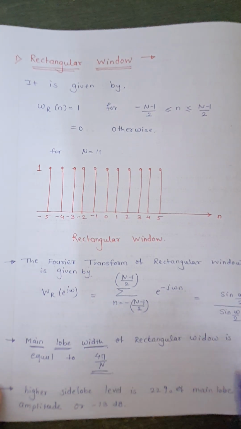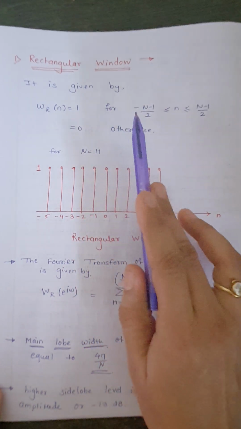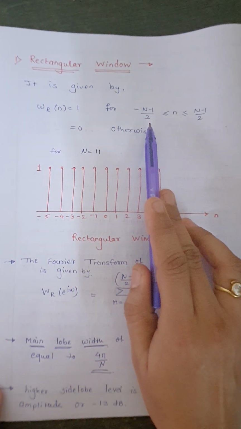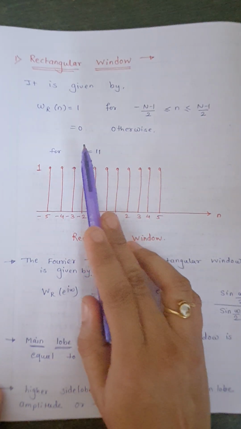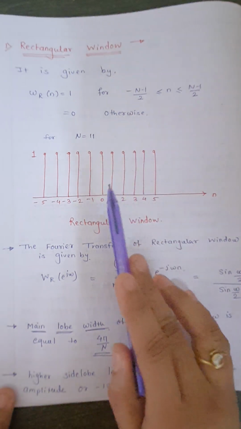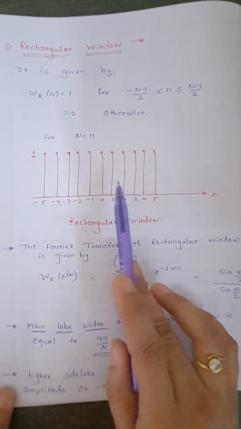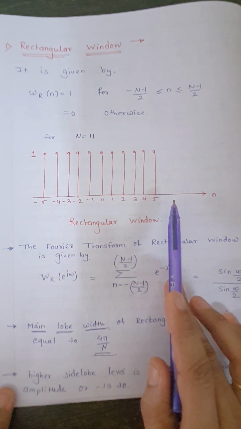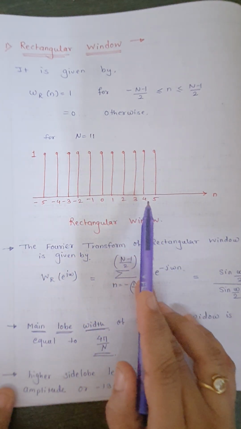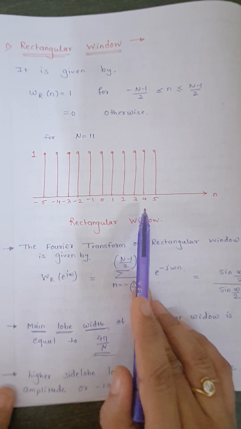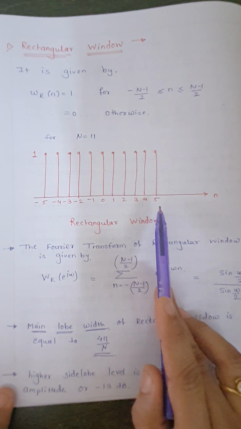The equation for rectangular window is given by w_R of n is equal to 1 for minus (N minus 1) divided by 2 to (N minus 1) divided by 2, and it is equal to 0 otherwise. Now here we are considering that there are N number of samples where N is equal to 11. The rectangular window is described here. It has magnitude equal to 1 for all 11 samples, and it is from minus 5 to plus 5. That means minus (N minus 1) divided by 2 to plus (N minus 1) divided by 2.